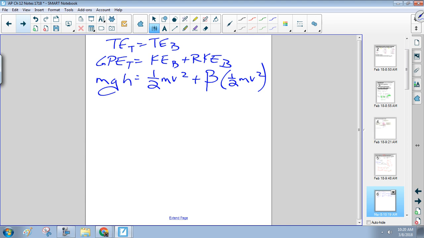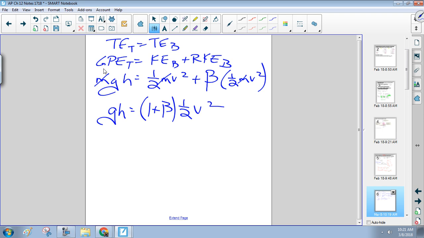All right, so first of all, I noticed something useful here. All of the M's cancel out. Ooh, that seems nice. Okay. So now I've got 1/2 v squared plus beta times 1/2 v squared. So I'm looking at this. GH equals 1 plus beta times 1/2 v squared, yes?